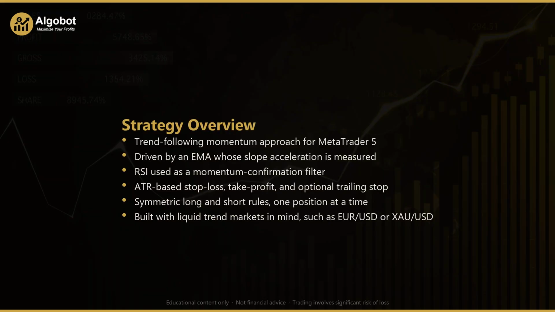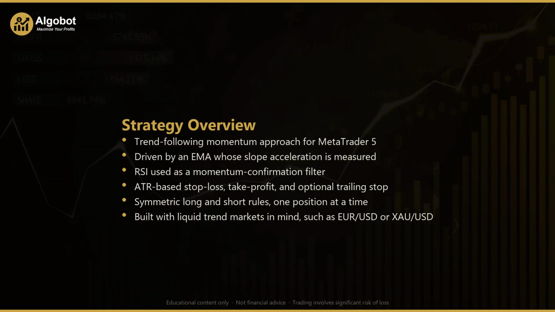Trend Acceleration Momentum is an automated strategy that tries to join a move while it is still building strength, rather than after it has already run its course. Most trend filters simply check that a moving average is sloping the right way. That tells you the direction of the trend, but not much about its health. This strategy goes one step further. It measures whether the slope of the exponential moving average is itself increasing. In plain terms, it looks for a trend that is not just moving, but accelerating.